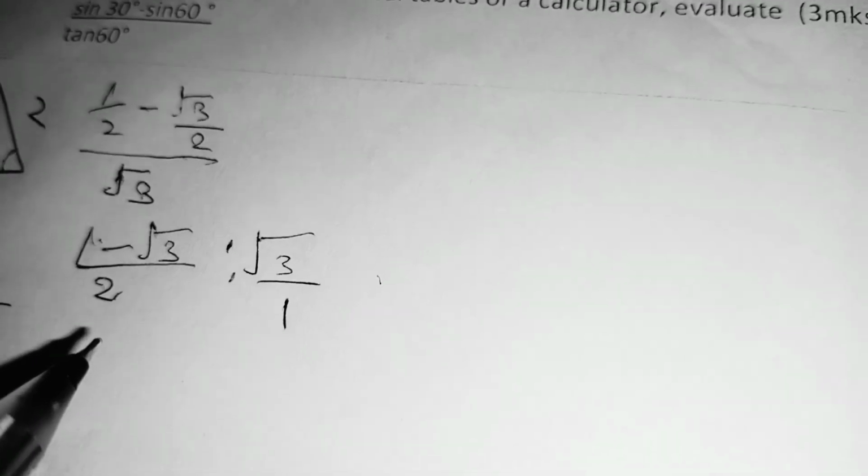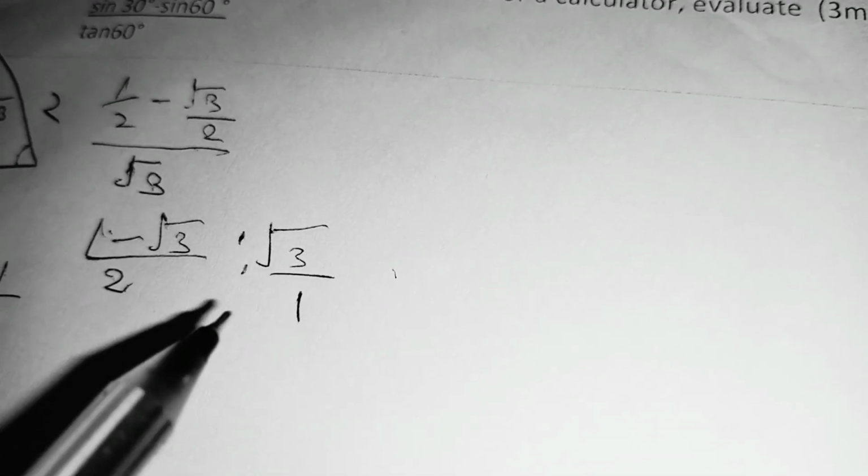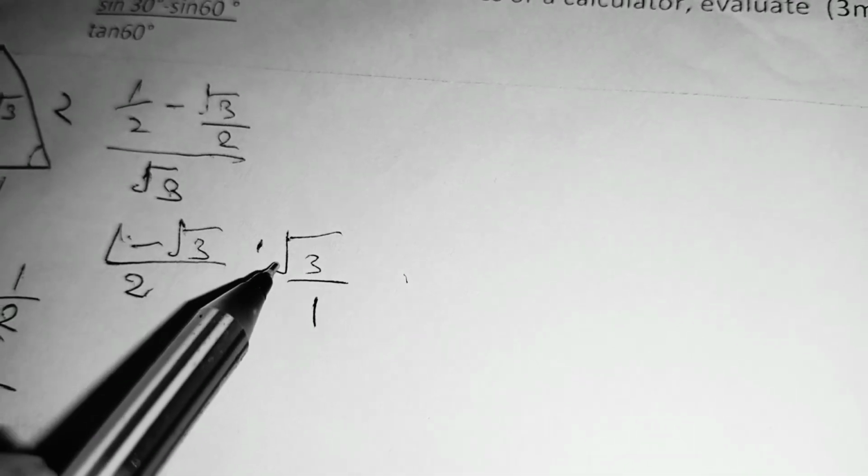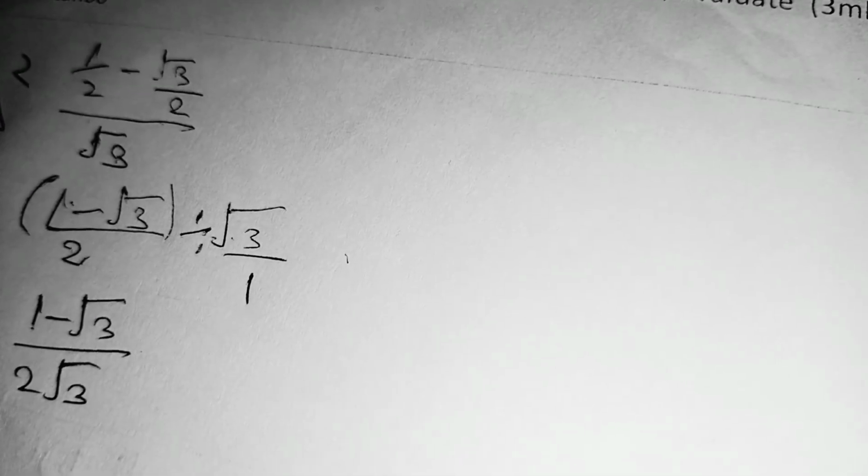When you are dividing a number, you can change the division into multiplication by using the reciprocal. So reciprocal of root 3 over 1 is 1 over root 3. So we shall have 1 minus root 3 divided by 2 root 3. So you can leave your answer like that, or you simplify it as follows.